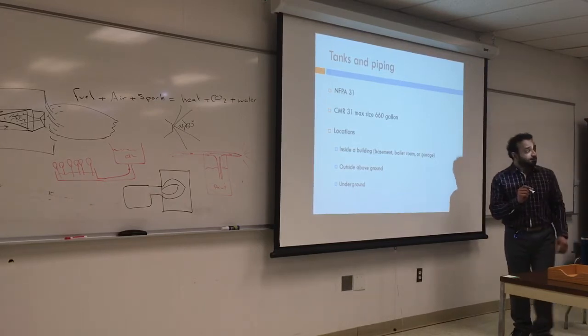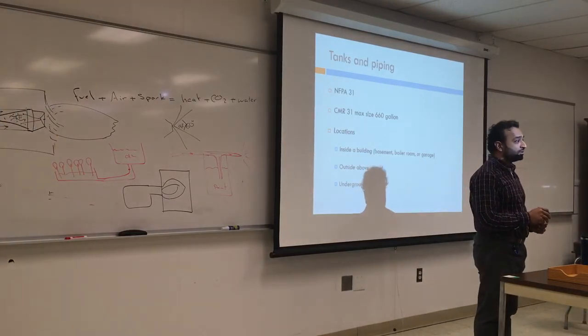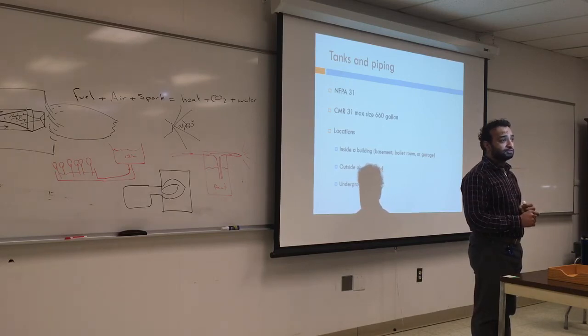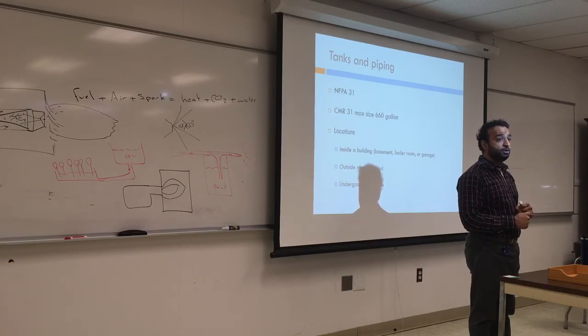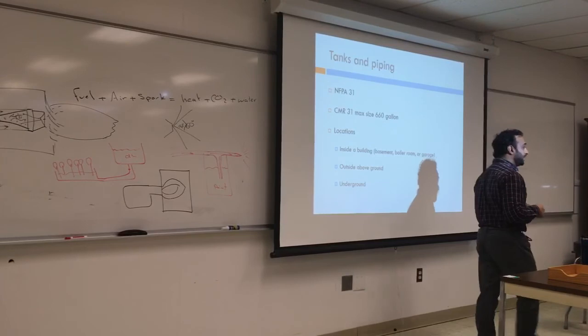If they say residential, in a tank, of course, 1,320 is the maximum. In any building, 10,000. Let's say we're heating a whole building, for example building 17. You can put a 10,000 tank in there.